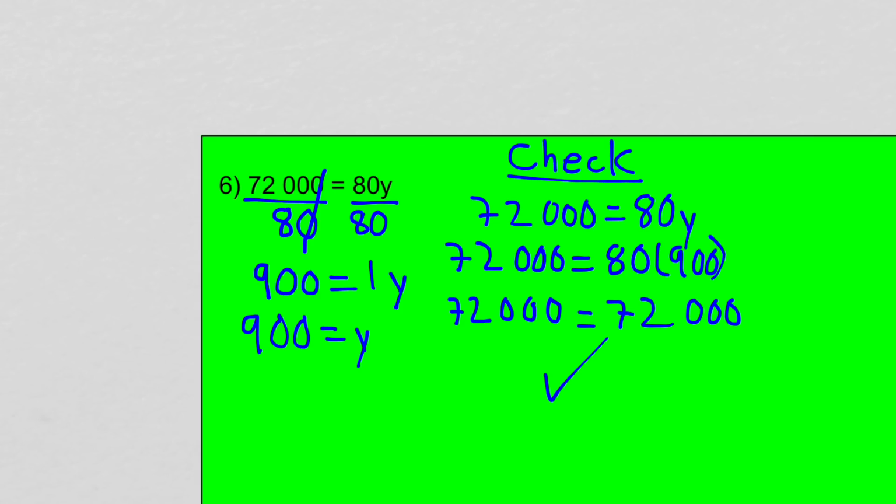So that's how you solve equations that have multiplication in them. You solve them by doing division. And you try to maintain that equality by doing the same thing to both sides of the equal sign.